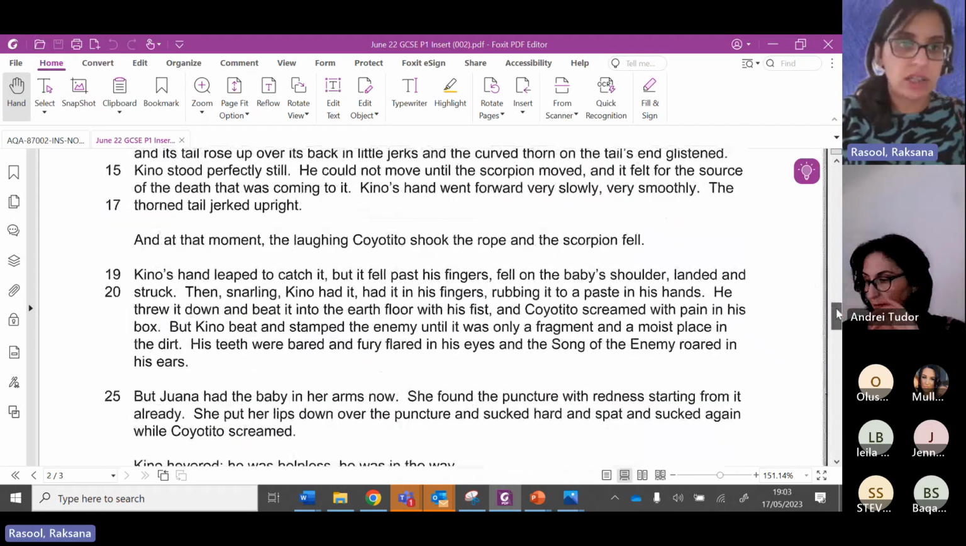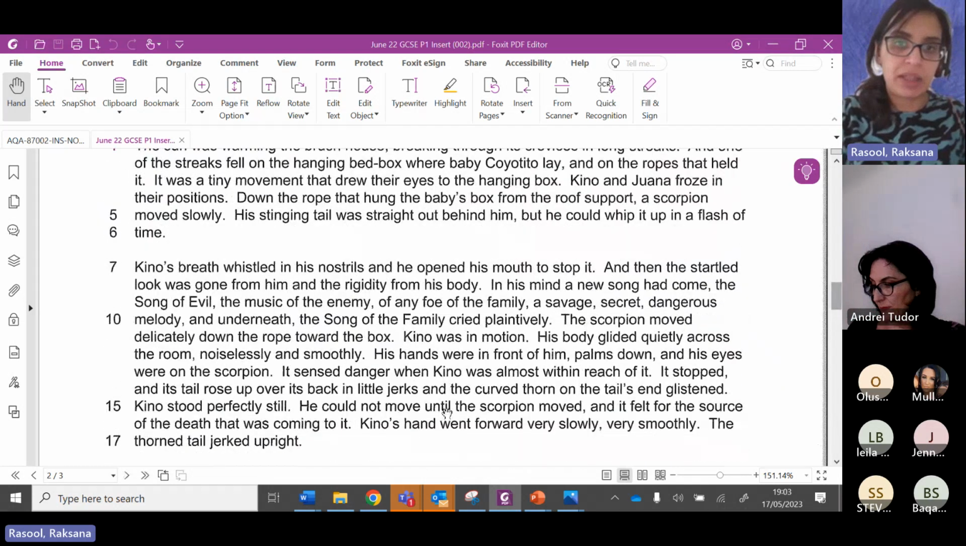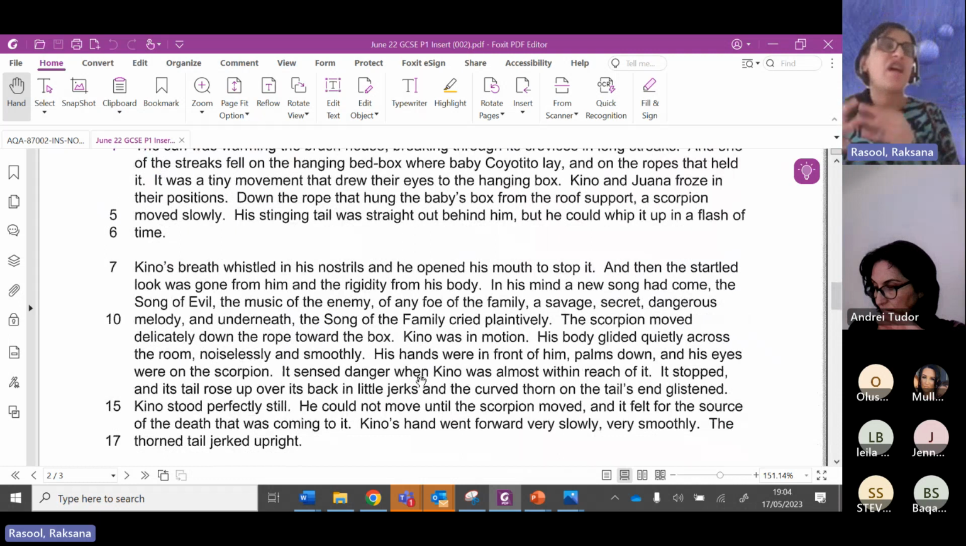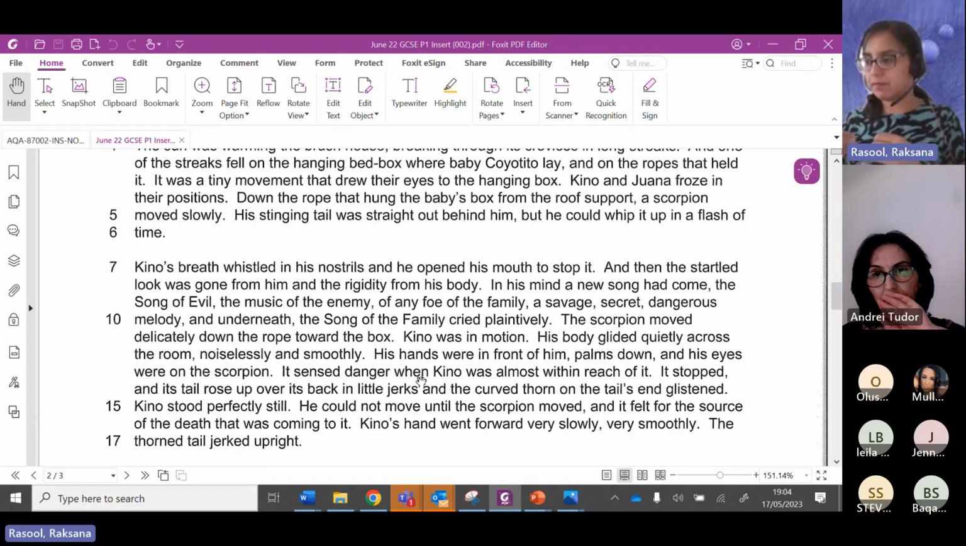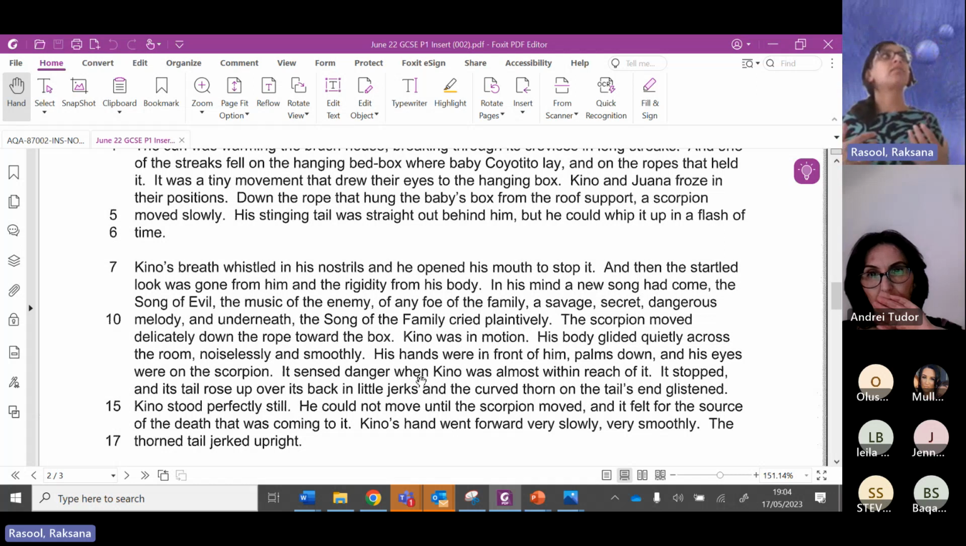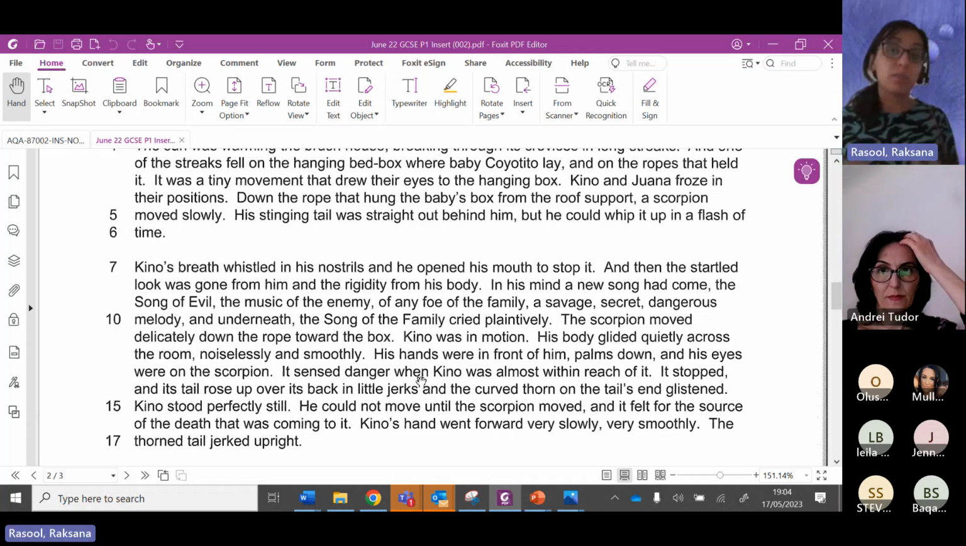if we show you line 19 to the end, from this part here where the scorpion comes in, Kino is very, very helpful. He's necessary, he's important, he does try and prevent the scorpion from attacking his son. Okay, so I wouldn't say he's unhelpful.